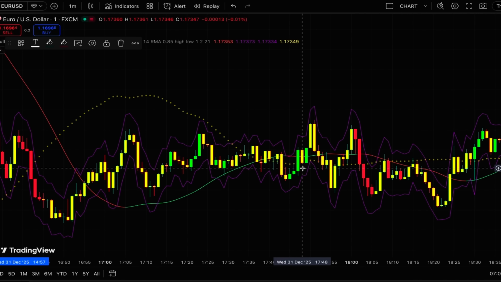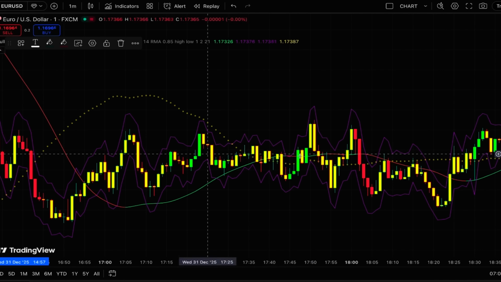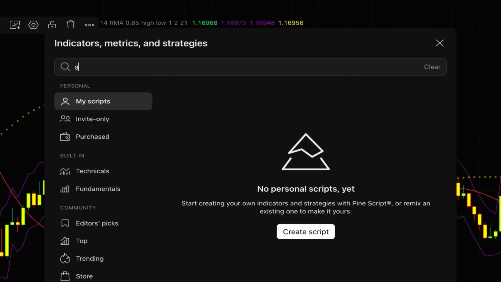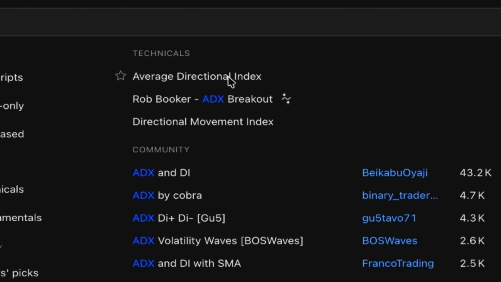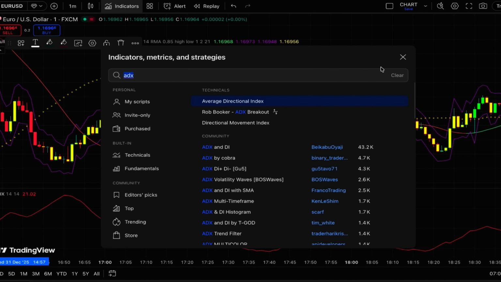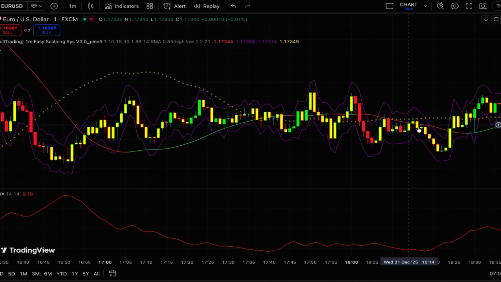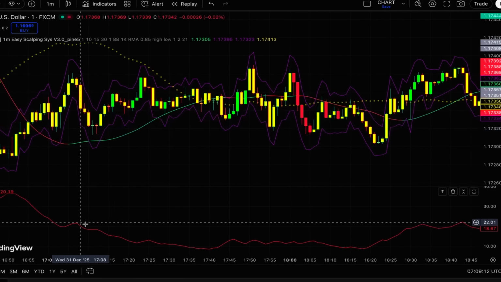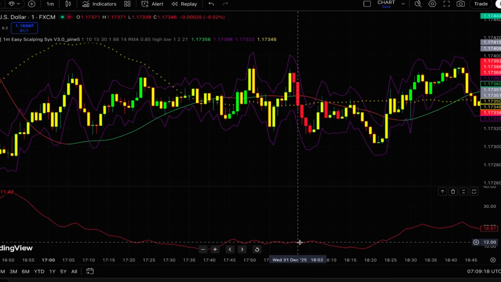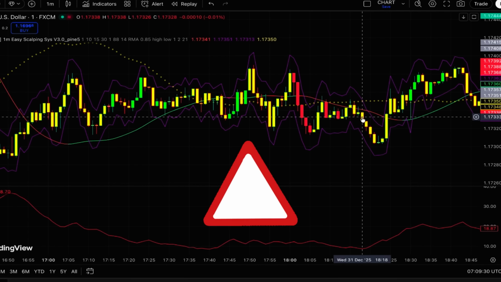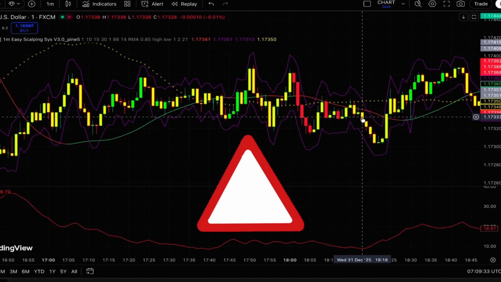The most effective way to identify a non-trending market is price action analysis, but you can also use some indicators like ADX, this one, average directional index, that can help you to know when the market is not trending. For example, during this time period, you can see that the ADX line is below 20. When the ADX line is below 20, it tells us that the market is not trending and the price is moving flat.